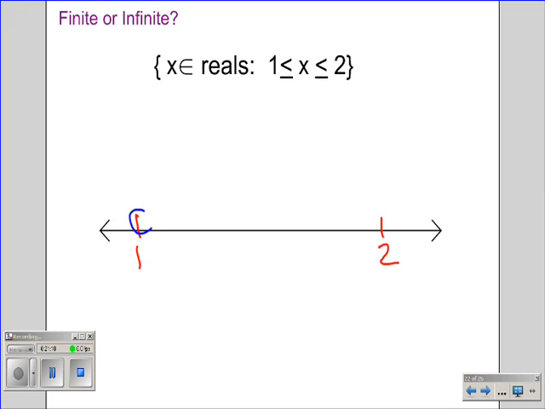This symbol is telling me it's going to be a closed dot. So as I shade my dots, it's going to be all these numbers in between. Intuitively, I feel like there's a starting and an ending point here, but there's not. The amount of real numbers between 1 and 2 is actually an infinite set of numbers.